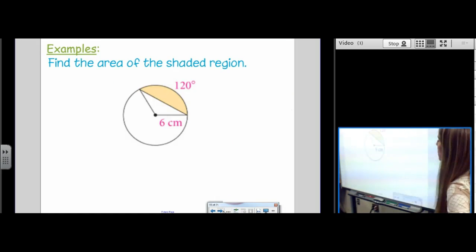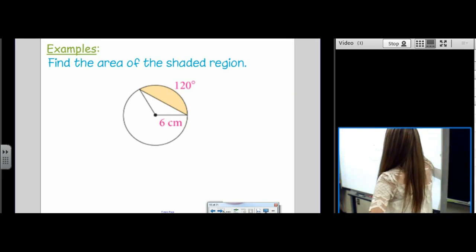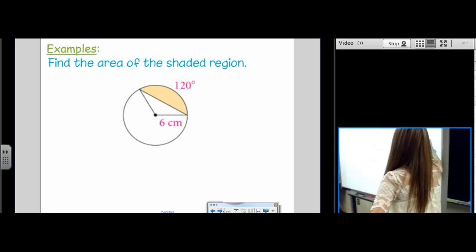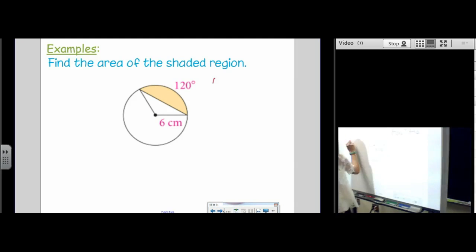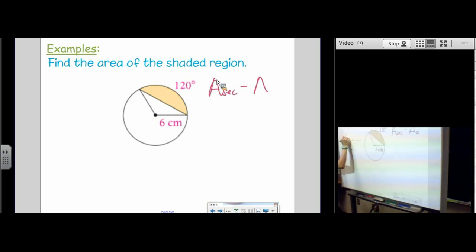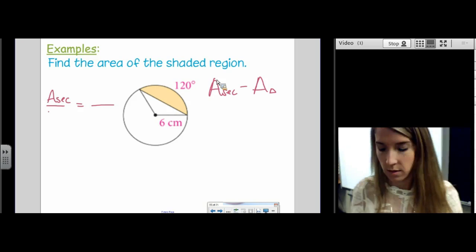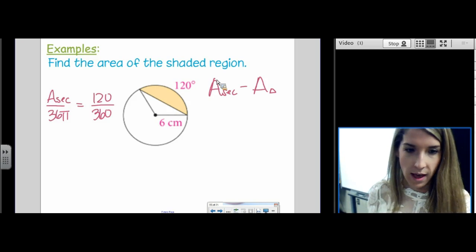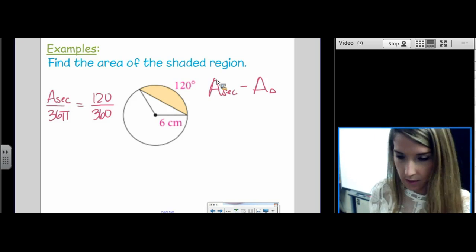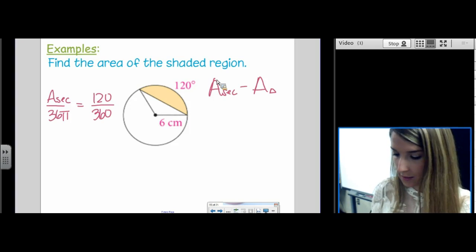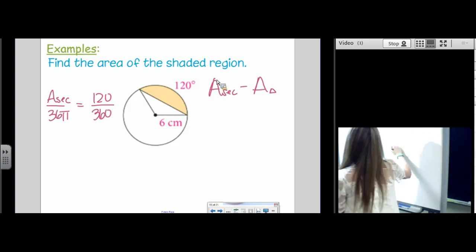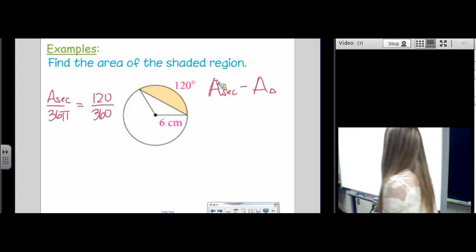Find the area of the shaded region. Same strategy. A sec minus area of the triangle. So we are going to do A sec over area equals m over 360. Huge lag, sorry. 36 pi times 120 divided by 360. So the area of the sector is 12 pi.